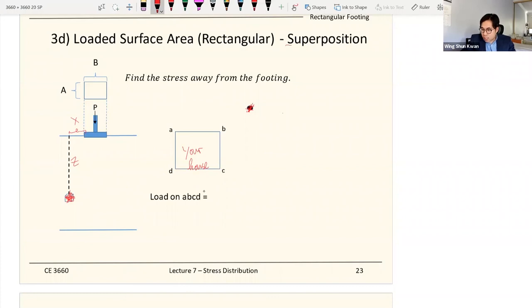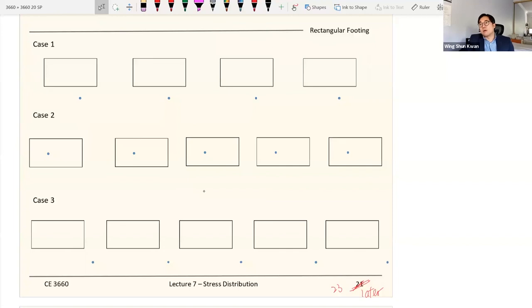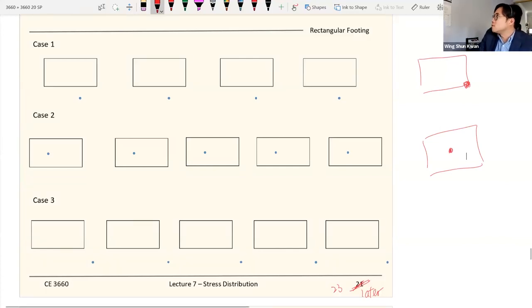So we take advantage of superposition. I list out some scenarios. We have different scenarios at different locations, because previously we just worked at the corner, and also we just worked at the center. But now we are at neither the corner nor the center. For example, case number two would be more straightforward. We are at any point inside the foundation, but not at the corner or the center of the foundation.